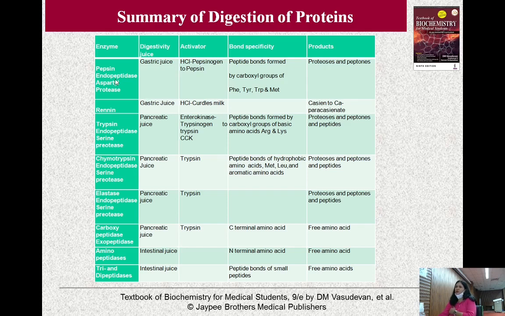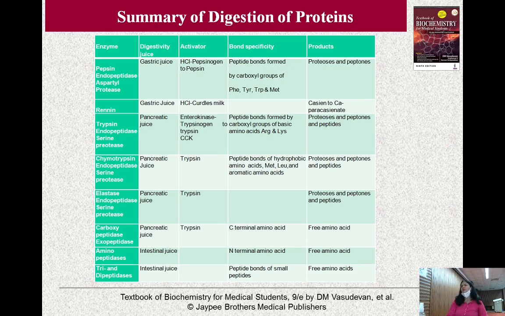So for the activity of the pepsin and renin, you need the HCl because these enzymes act on the acidic side. Pancreas, you have trypsin, chymotrypsin, elastase, carboxypeptidases. And what is the end product? Proteoses, peptones, and peptides. In the intestinal juice, what are the proteolytic enzymes? Aminopeptidases, tripeptidases, and dipeptidases. Clear? So ultimately, the end product of protein digestion will be dipeptides, and you may have some tripeptides and the free amino acids.